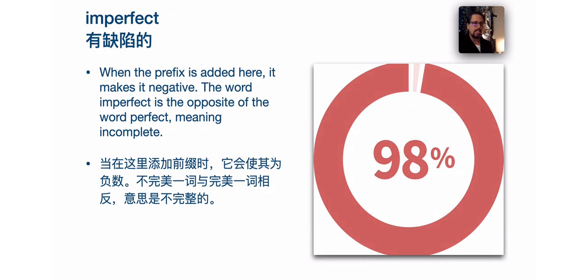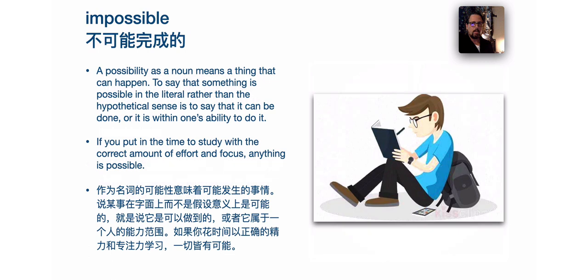Coming back to the word imperfect, when the prefix is added here, it makes it negative. The word imperfect is the opposite of the word perfect. Next one is impossible. A possibility as a noun means a thing that can happen. To say that something is possible in the literal rather than the hypothetical sense is to say that it can be done, or it is within one's ability to do it. So when we talk about possibility, we can talk about hypothetically in a thought experiment, but when we're talking about it practically and literally, we're talking about what is within our power to affect. If you put in the time to study with the correct amount of effort and focus, anything is possible for you.